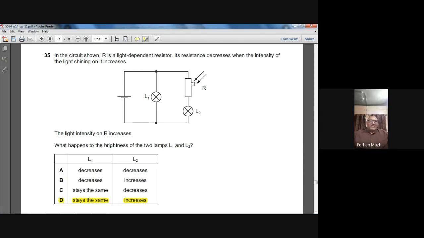But when the light is shining on the R, its resistance has dropped. So the total voltage is divided between these two. Now when its resistance decreases, it will take less voltage, so L2 will have to take more voltage. Because it will take more voltage, it will become brighter, because whatever power it was using before, now it will be taking more power. D is the choice, a little tricky question.